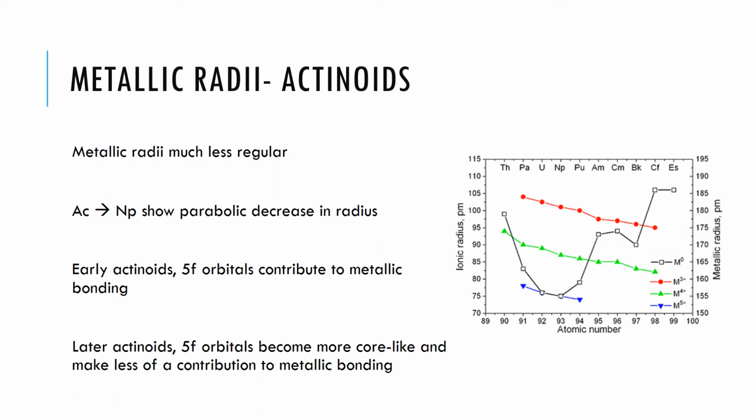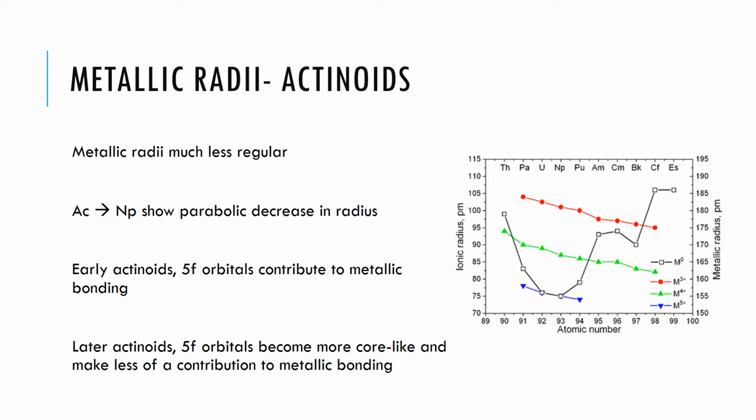And actinium through to neptunium show this parabolic decrease in radius. And that's because in this early part of the actinoid series, the 5f orbitals contribute to metallic bonding. And you'll remember why that was from lecture 1. That's due to these relativistic effects and the fact that we actually get a slight expansion of the 5f orbitals due to these relativistic effects. They're happy to participate in bonding, and you see this broad average decrease in metallic radii.